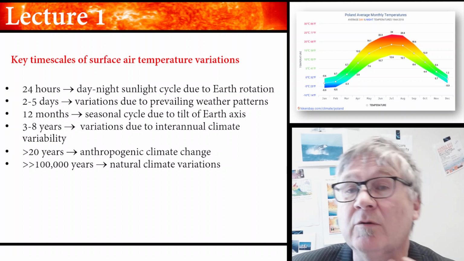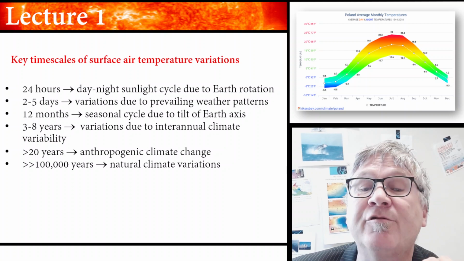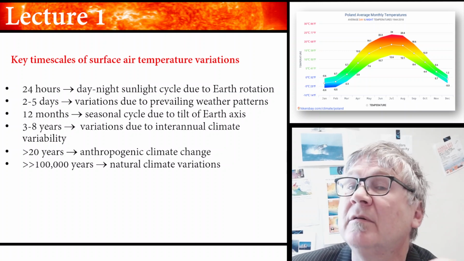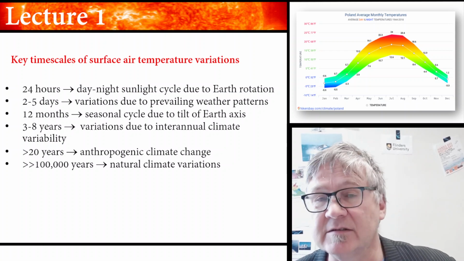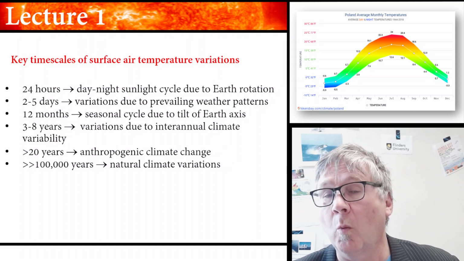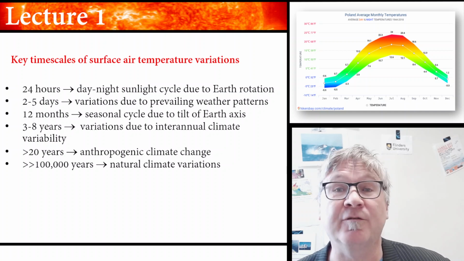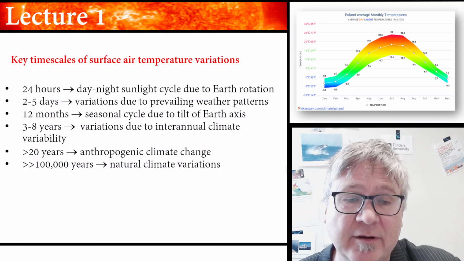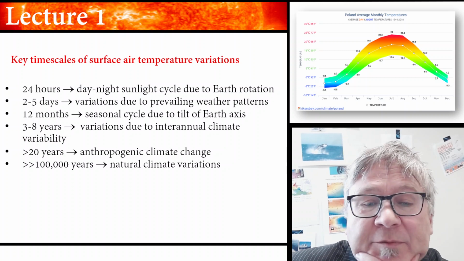The next longer time scale is exceeding 20 years. Unfortunately, we have anthropogenic climate change. This is caused by humans. It's caused by the emission of CO2 and other greenhouse gases. That currently leads to a dramatic warming effect and other features. And the time scale of that is unfortunately very short, exceeding 20 years. It's a dramatically short time scale.